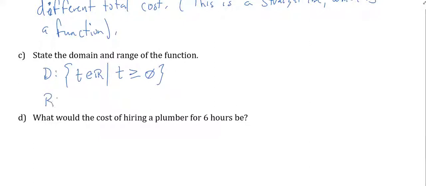Okay, so range. C for cost. And notice we're not using x and y. We're using the actual letters from this question. C is an element of the real numbers such that, what's this one going to be? Is there a maximum total cost? I mean, no plumber is going to stay at your house for 4,000 hours, but technically the equation would work. Is there a maximum? What do you think?